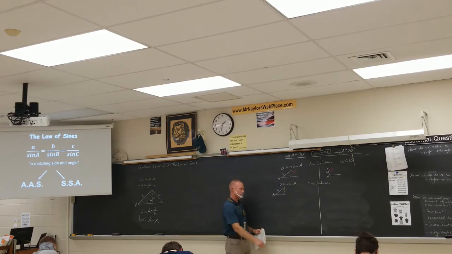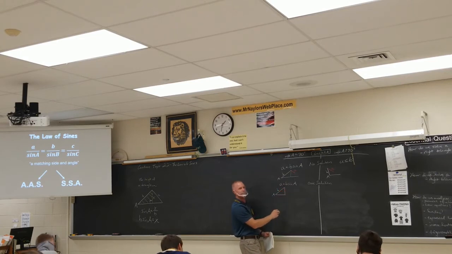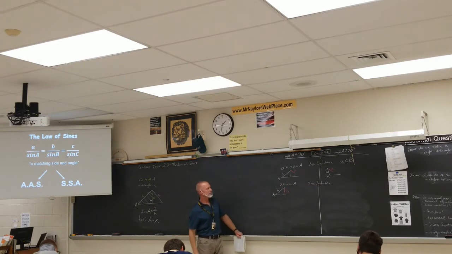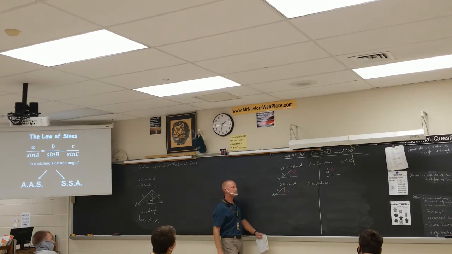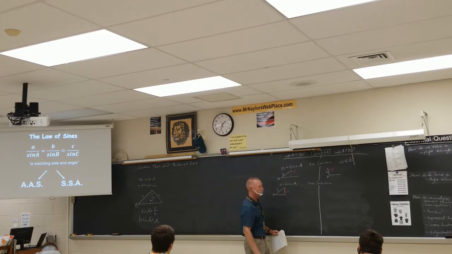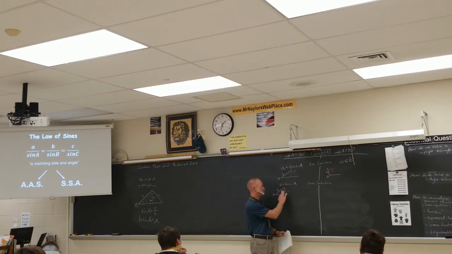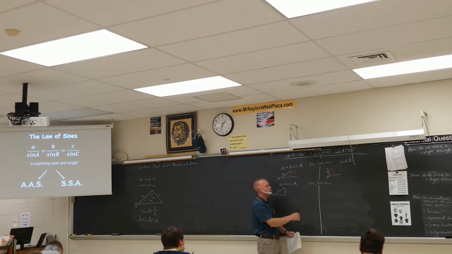A equals B sine A. Well, that means that A equals the height. That means that A is the height. Well, if A is the height, then you actually make a right triangle. And just by the way, did you catch from yesterday's lesson that the law of sines does work for right triangles? Okay, this situation would be one that kind of shows that.